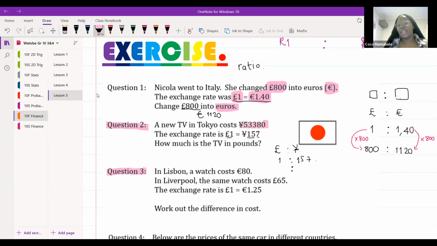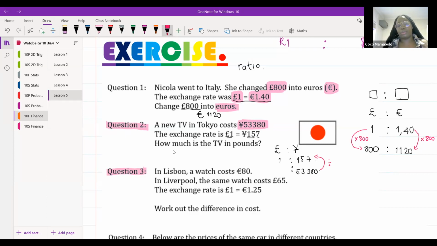Exactly. So this yen number needs to go underneath where the yen is. So we're going to put 53,380. We've now gone from 157 to 53,380. But because we're going up, instead of multiply, what do we need to do? We divide. Correct. We divide.